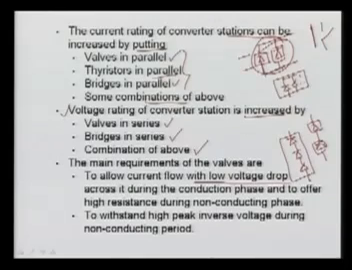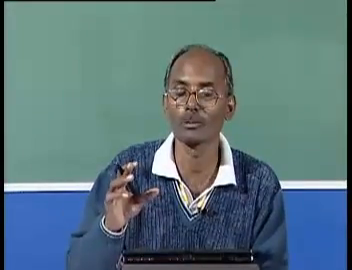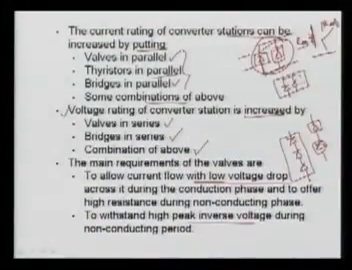But since ideally it is not possible, when it is on it will offer a very small R on, and when it is off, R off is practically very high. It is not infinite. It should also withstand the high peak inverse voltage during the non-conducting phase. Once this bridge is conducting, the voltage across it is almost 0, because R on is very less.